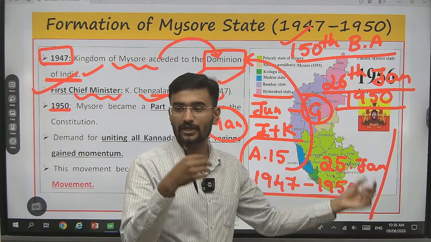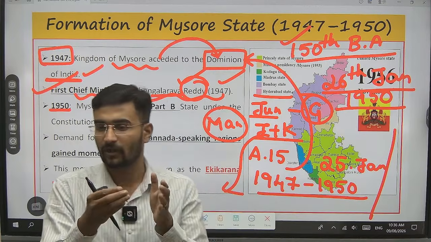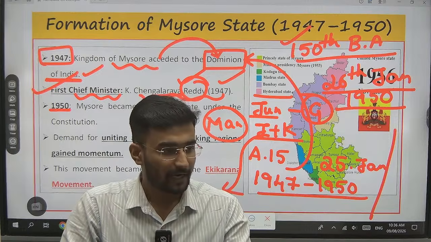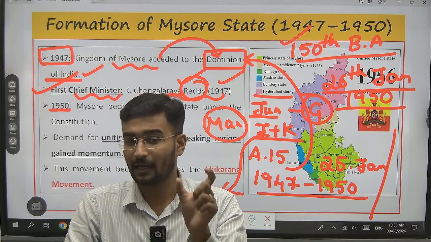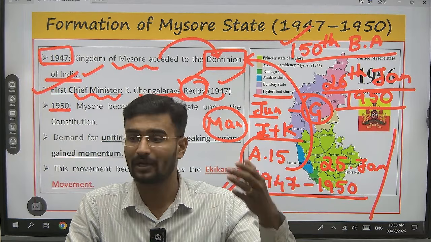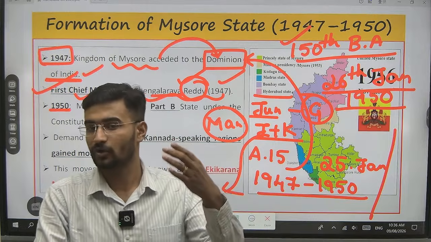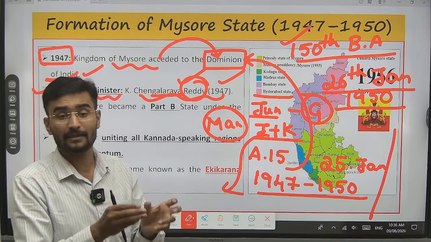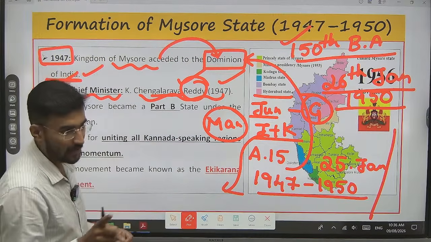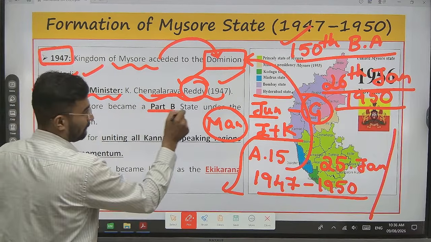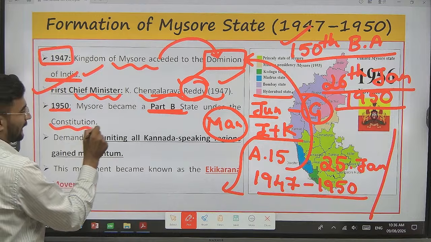Our constitution came into effect on 26th of January 1950. Now during that period of time, our Karnataka or the Mysore state was called as what? Mysore state was called as Part B state. Now it was called as which one? The Part B state under our constitution.